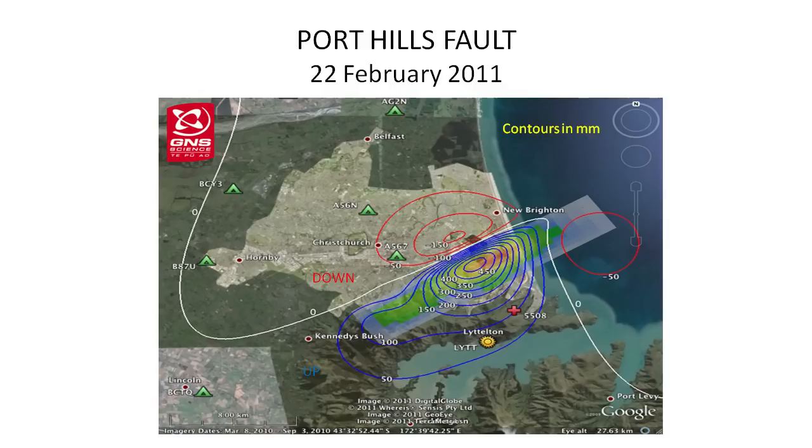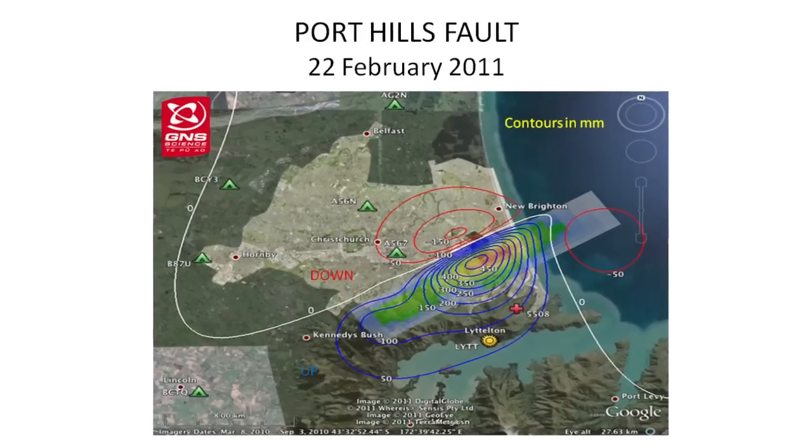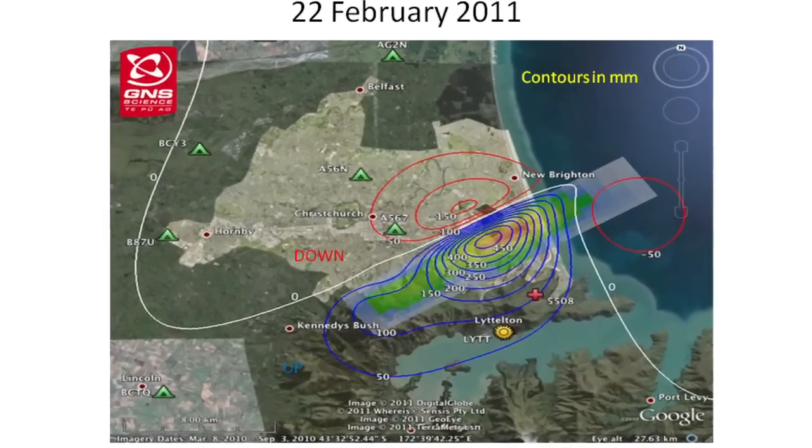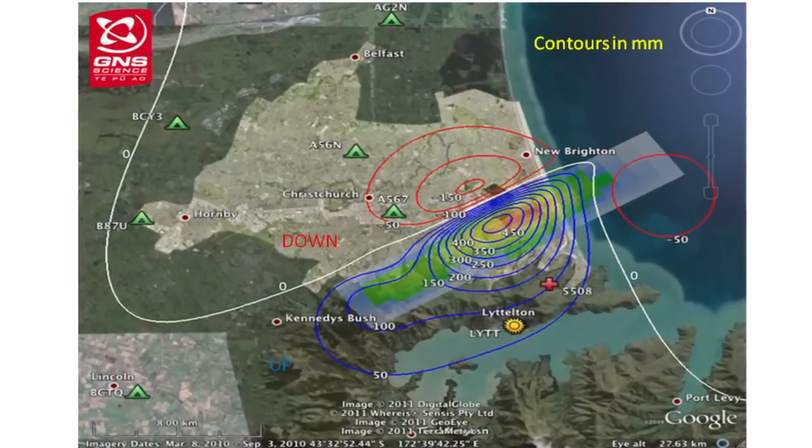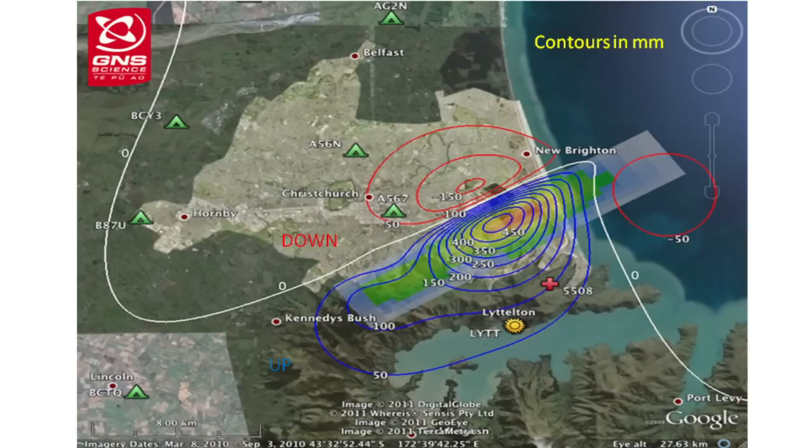As you're probably aware, the Port Hills have gone up by about half a metre relative to the flatland. We have the Port Hills Fault. This is a plot from GNS, and what it shows as the change, the blue contours, are the changes in the Port Hills. We don't believe we have a surface rupture, but we certainly have significant changes in terms of what's happened on the Port Hills versus what's happened on the flat land.